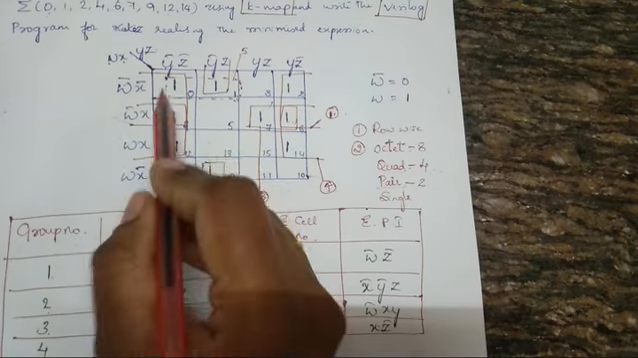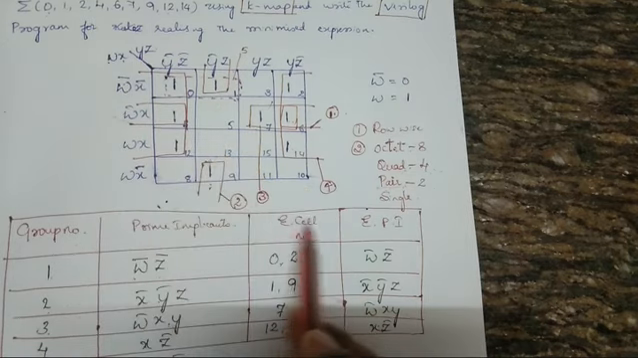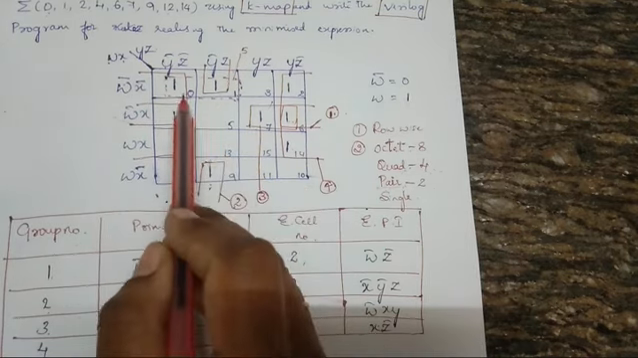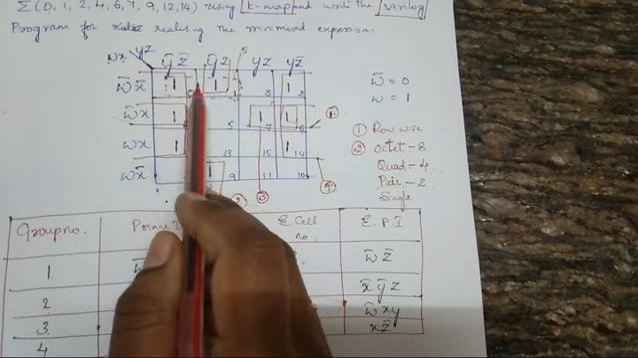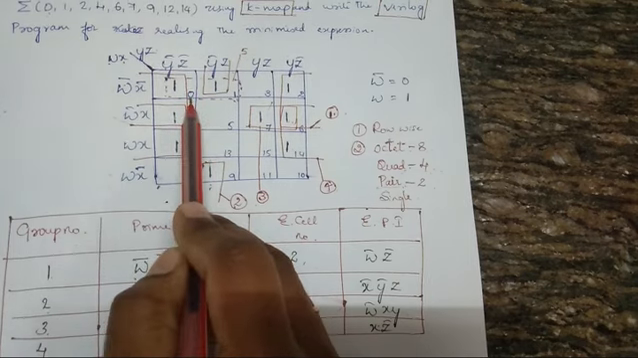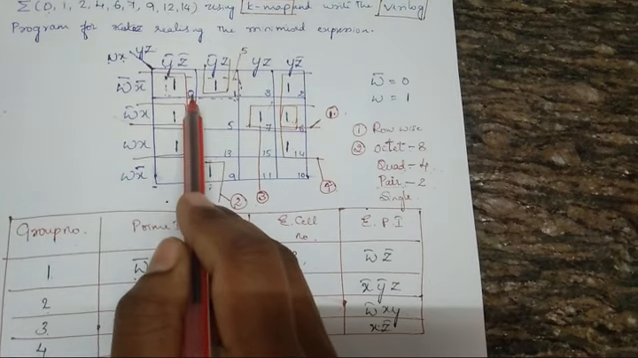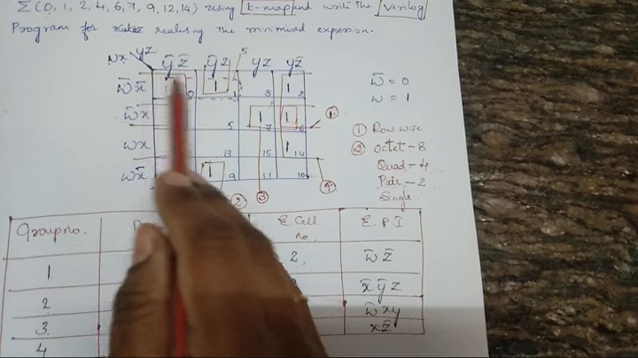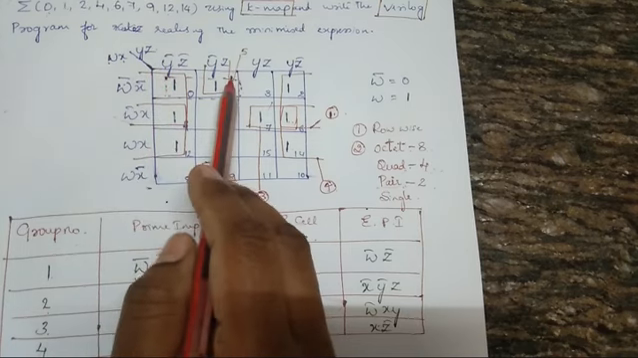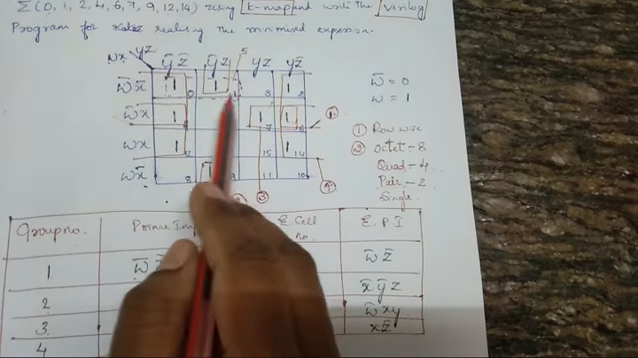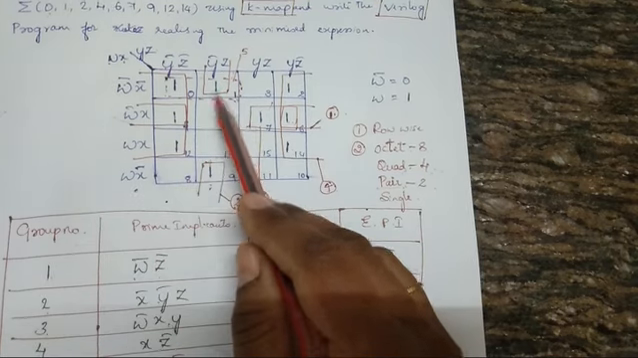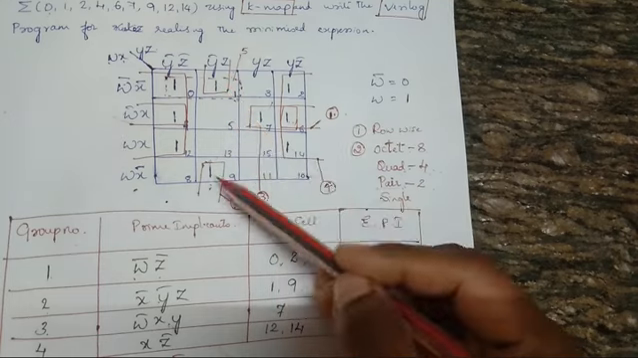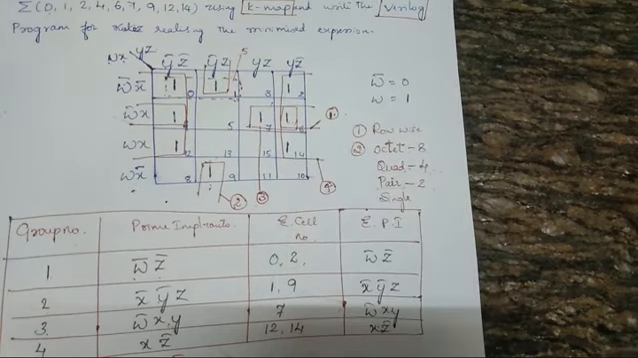See here, is there any essential cell number? Meaning, is there any single one which is not being used by any other group? No, right? This one is being used by the first group, as well as by the fifth group, correct? And for cell number 1, this one is being used by the second group as well as by the fifth group. So there are no essential cell numbers.